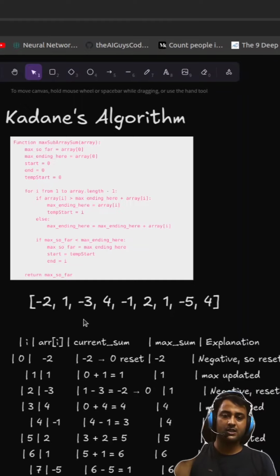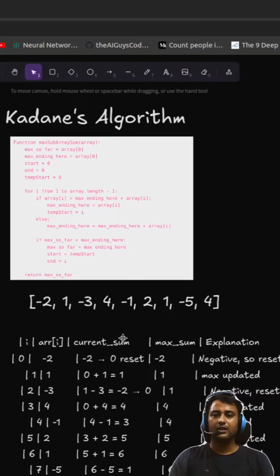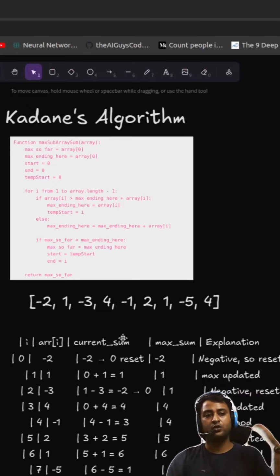Then we have -3. 1 plus -3 is -2, so our current sum becomes 0 and our maximum sum is still 1. Then we start with the 4. 0 plus 4 is 4. Now the current sum is 4 and the maximum sum is as well 4. Then -1, so the current sum will become 3, but the maximum sum as of now is 4. Or we can say maximum sum so far, so this variable is easy to understand.